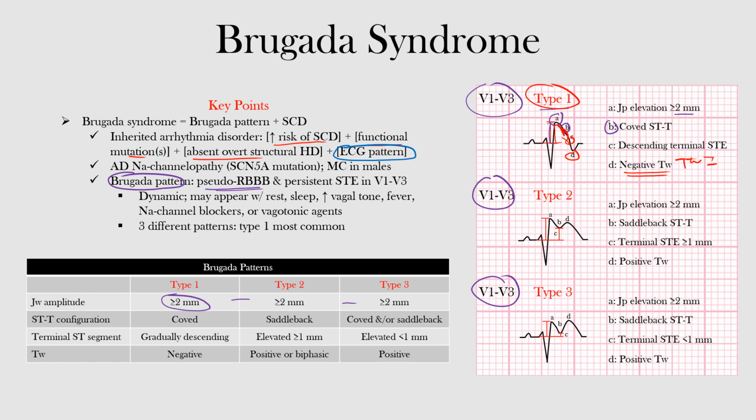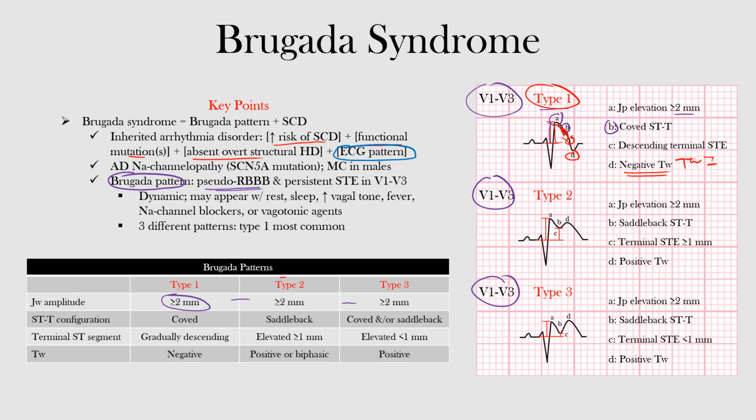Now this pattern has a high takeoff point of the J point elevation that's greater than or equal to 2 millimeters, just like we saw in type 1. But this time we have a terminal ST segment that remains at least 1 millimeter above the baseline and leads to a positive or biphasic T wave. There is a saddleback ST-T configuration, which is why you may hear it referred to as a saddleback configuration, okay?